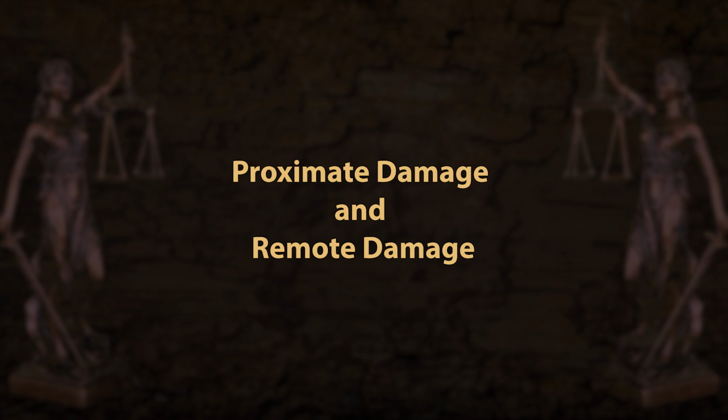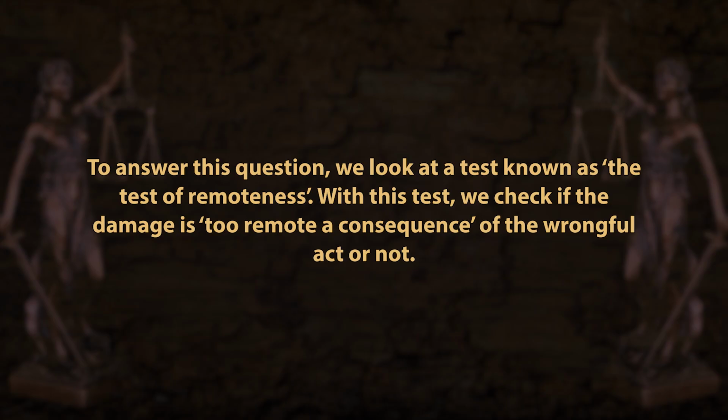To answer such questions, jurists propose that a defendant should be made responsible only for the proximate and not remote consequences of the defendant's wrongful act. Proximate damage and remote damage. Just as Lord Wright has pointed out, we have to draw a line for practical purposes. Now, the question that arises is, where exactly is this line to be drawn? To answer this question, we look at a test known as the test of remoteness. With this test, we check if the damage is too remote a consequence of the wrongful act or not.